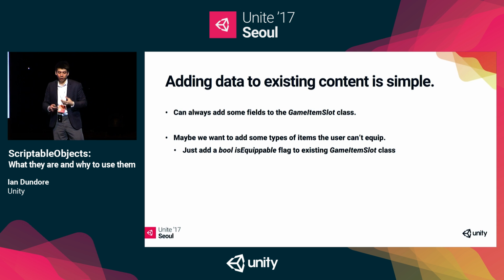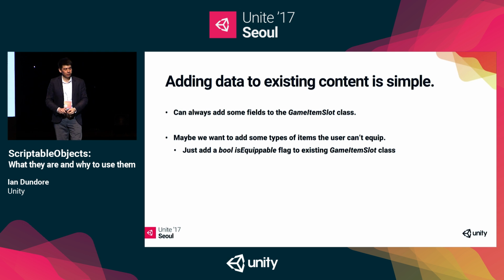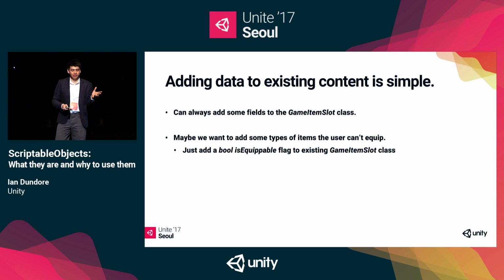Maybe we want to have some kinds of items that the player cannot equip. Maybe they should only be equipable by certain character classes. Maybe we're making a giant broadsword that can only be equipped by a knight. Well, since our slots are already scriptable objects, adding that data is simple. We just add it to the game item slot class, and then we implement the code to use the new data.